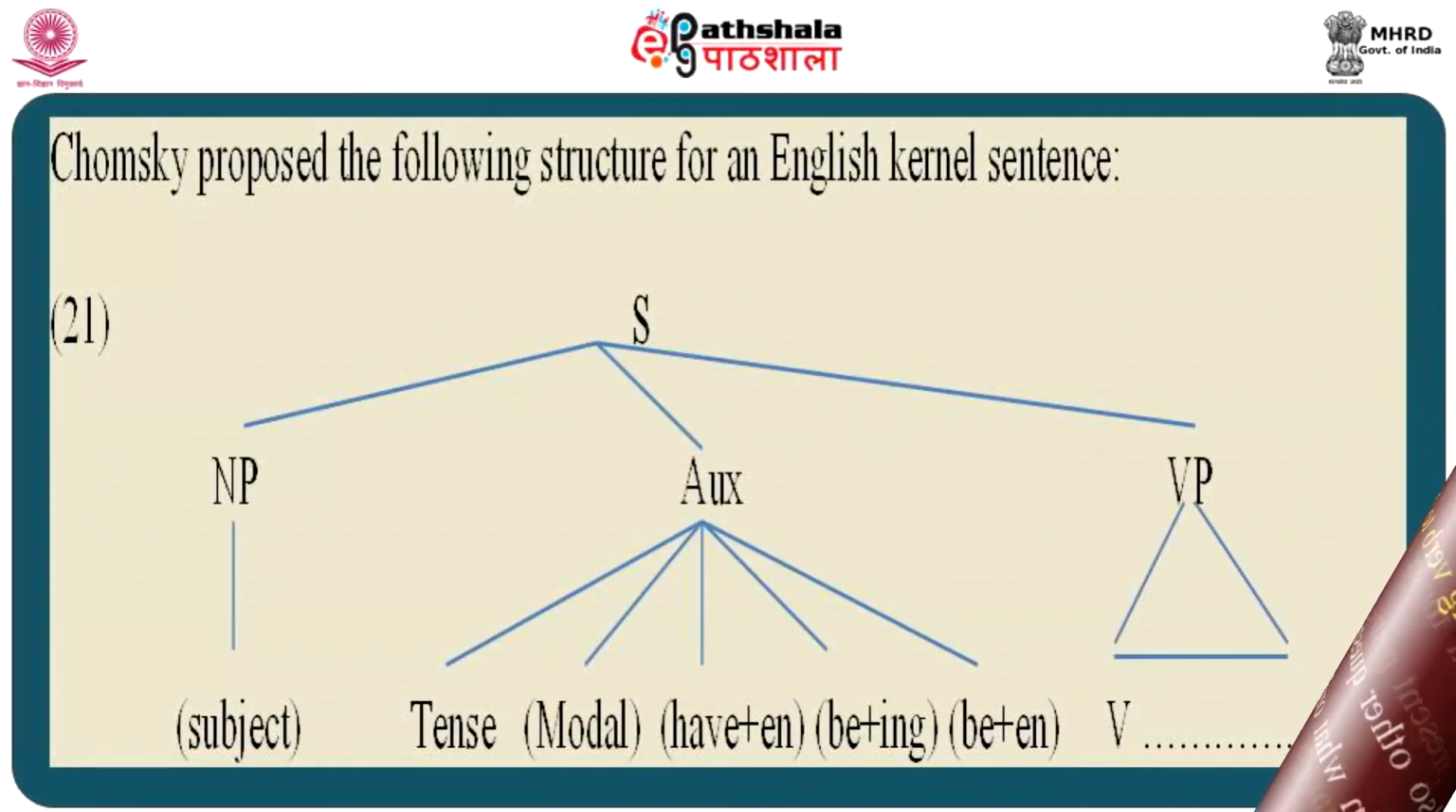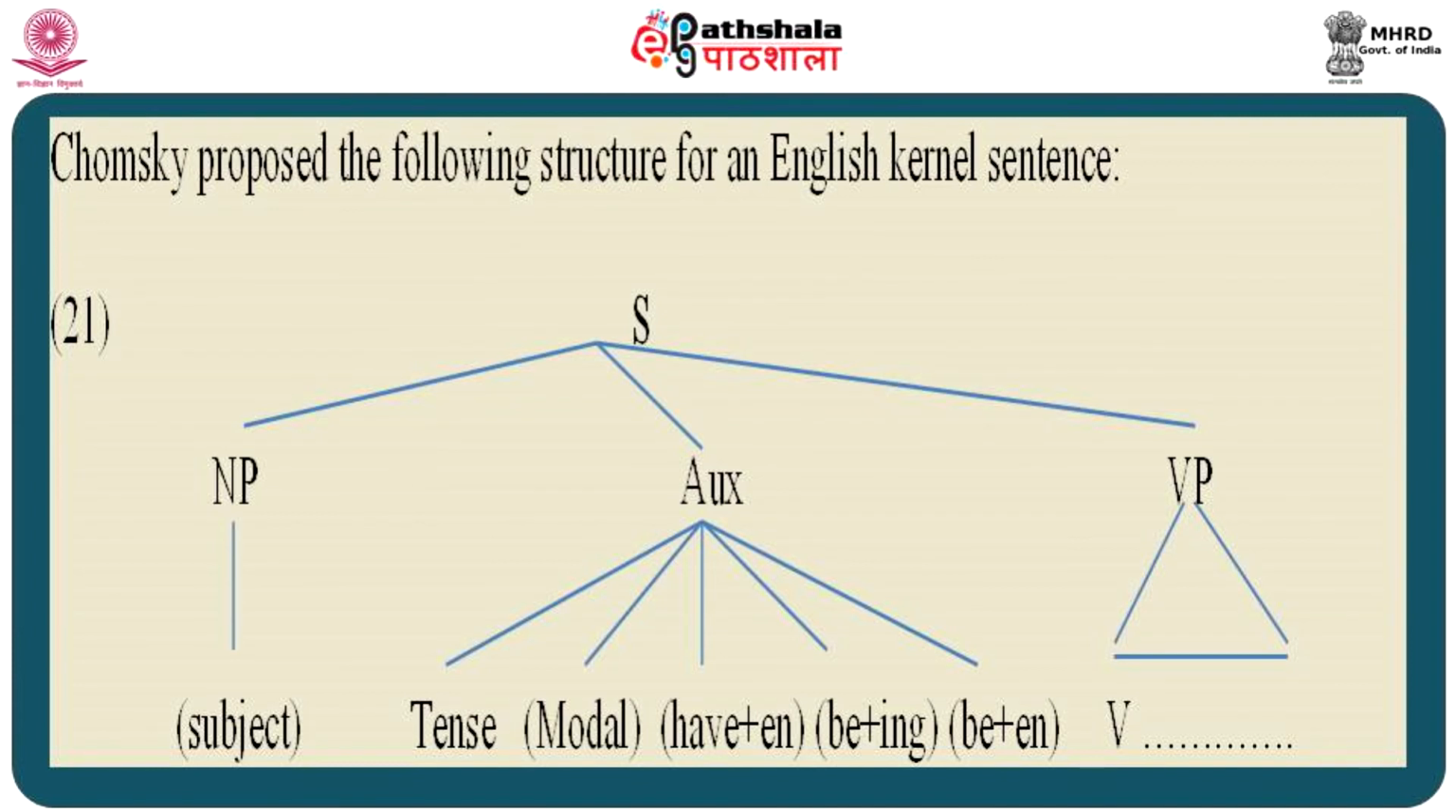Chomsky's solution was as follows. He proposed that have and the n suffix, that's the past participle suffix, similarly, be and the ing suffix, should be chosen together from the lexicon. He proposed the following structure for an English kernel sentence. Look at it on the screen. So the auxiliary has the structure tense, optionally modal, optionally have n, optionally be ing, and then optionally be n, in that sequence.